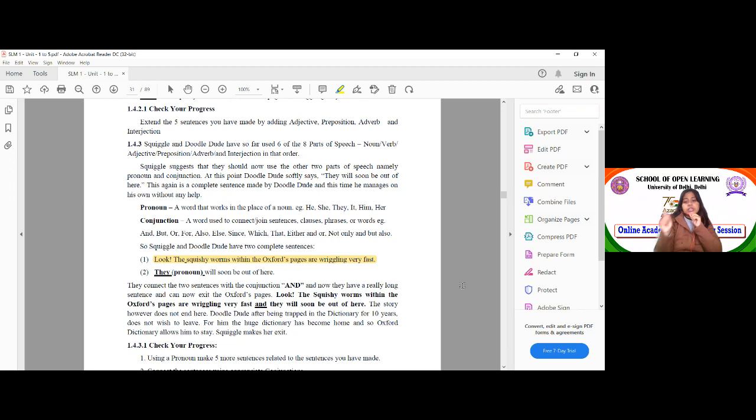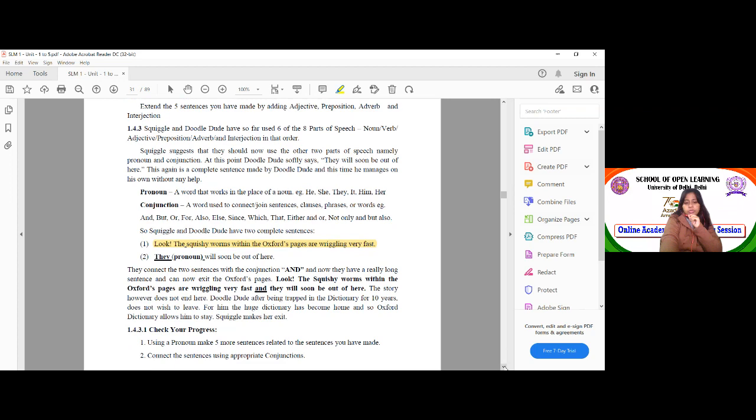So now they have the sentence: the squishy worms within the Oxford pages are wriggling very fast and they will soon be out of here. The story, however, does not end here. Doodle Dude, after being trapped in the dictionary for 10 years, does not wish to leave. For him, the huge dictionary has become home, and so the Oxford Dictionary allows him to stay, while Squiggle leaves. So this is how the story ends.